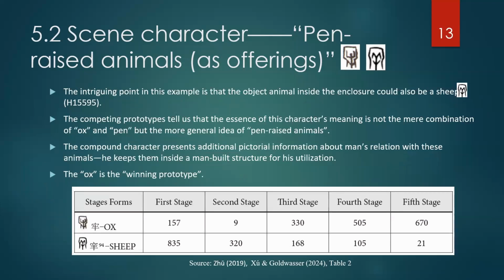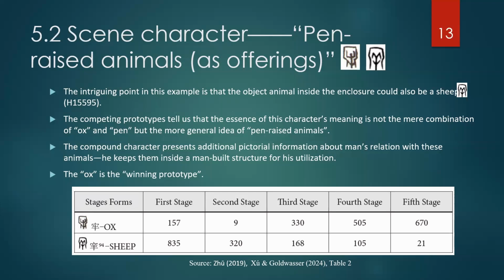The intriguing point in this example is that the animal inside the enclosure could also be a sheep. The competing prototypes tell us that the essence of this character's meaning is not the mere combination of ox and pen, but the more general idea of pen-raised animals. The compound character presents additional pictorial information about man's relation with these animals. He keeps them inside a man-built structure for his utilization. The ox is the winning prototype.